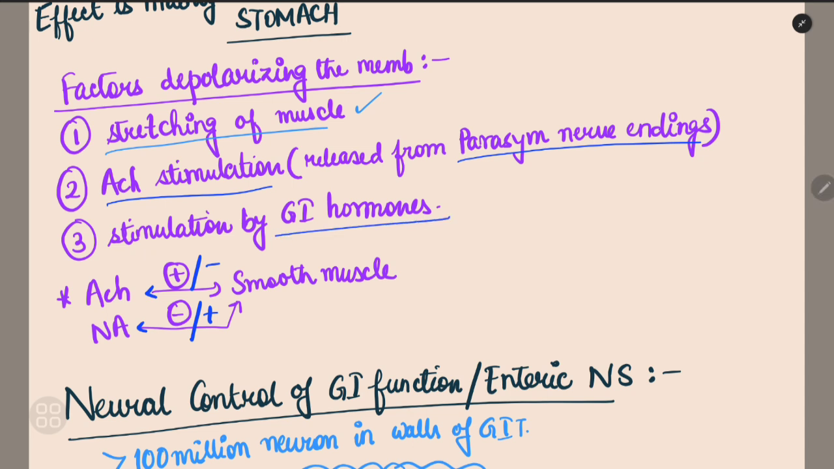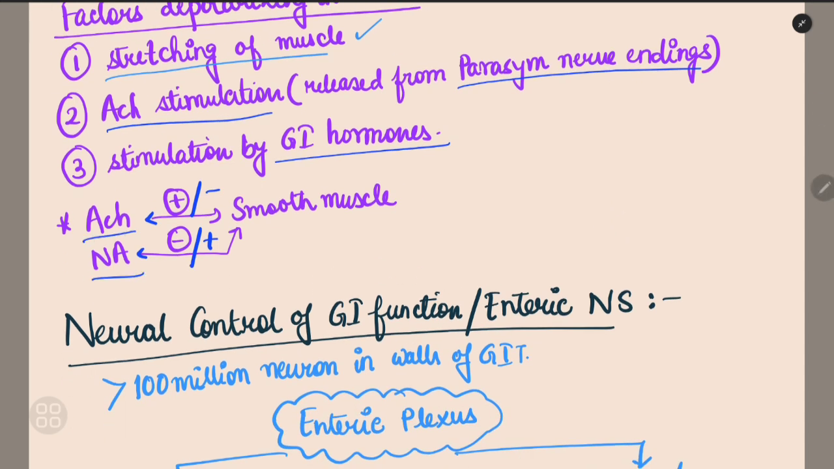This I will discuss later: what these GI hormones are, their names, examples, their functions and all. So remember acetylcholine and noradrenaline. Okay, these have mainly certain effects on the smooth muscles.